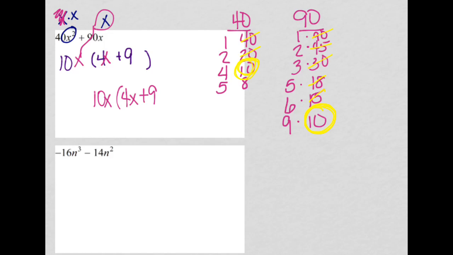If I wanted to check my answer, I could distribute. 4 times 10 is 40. x times x gives me x squared. 10x times 9, 10 times 9 is 90. Did I come up with my original problem? I did. Therefore, I know I did it correctly.